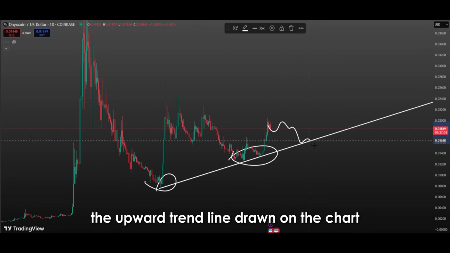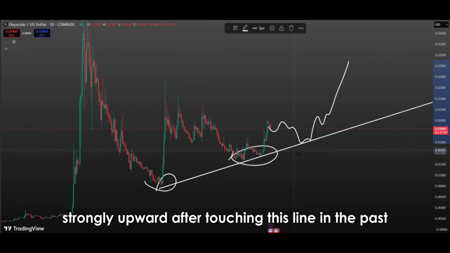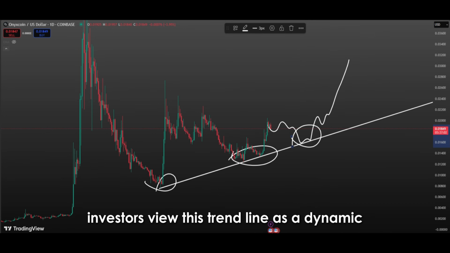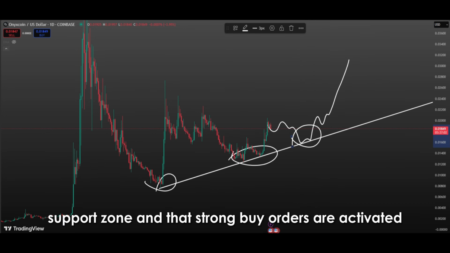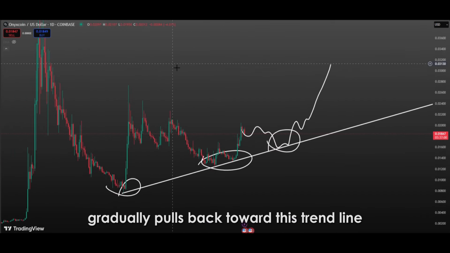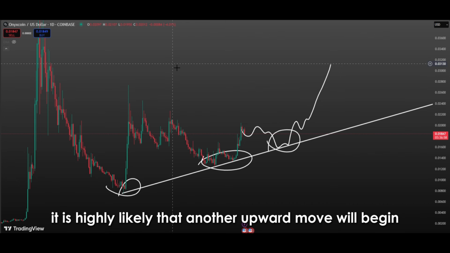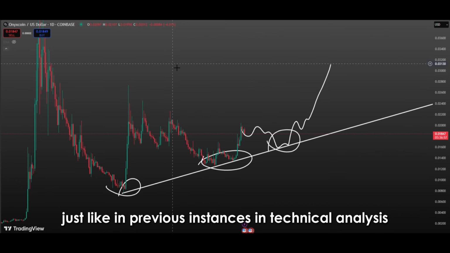The upward trend line drawn on the chart shows that the price has repeatedly bounced strongly upward after touching this line in the past. This indicates that investors view this trend line as a dynamic support zone, and that strong buy orders are activated whenever the price returns to this level. If the price gradually pulls back toward this trend line over time and then encounters renewed buying pressure at this level, it is highly likely that another upward move will begin, just like in previous instances.